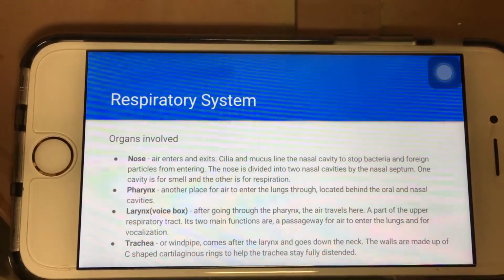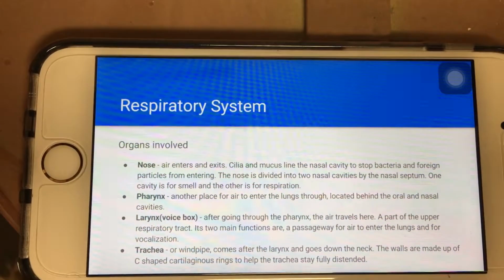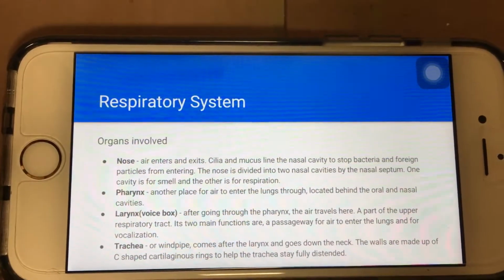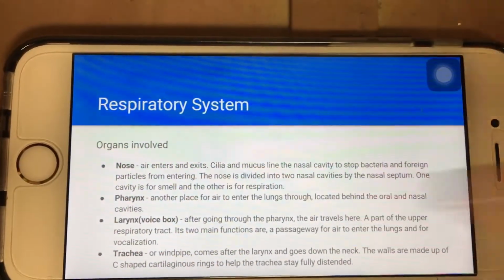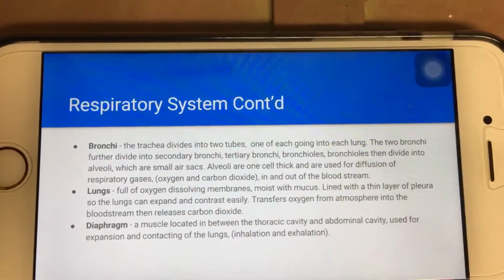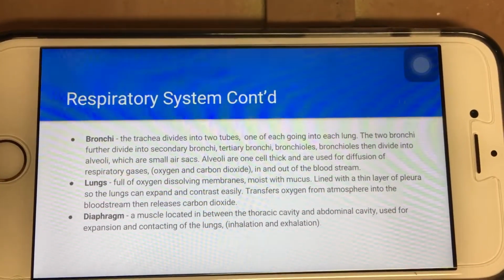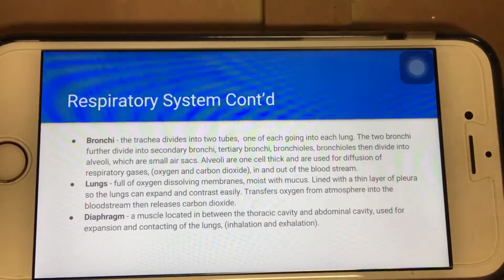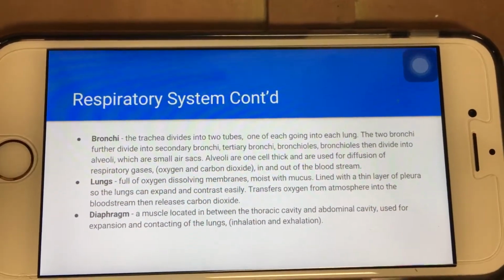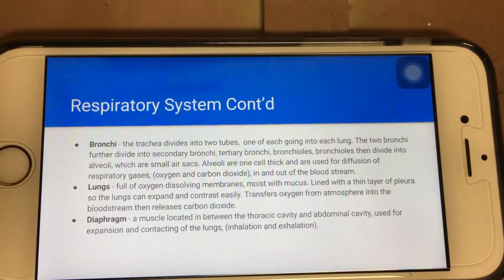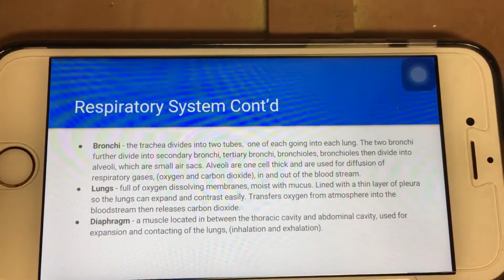The walls are made up of C-shaped cartilaginous rings to help the trachea stay fully distended. Bronchi. The trachea divides into two tubes, one going into each lung. The two bronchi further divide into secondary bronchi, then tertiary bronchi, then bronchioles. The bronchioles then divide into alveoli, which are small air sacs.